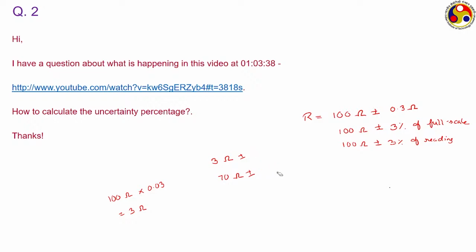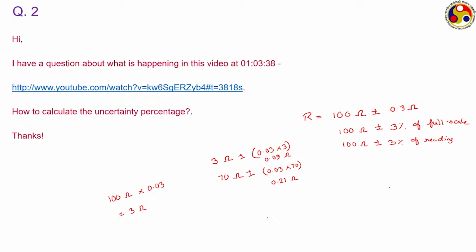Like when we are trying to measure 3 ohm, the maximum possible error will be 3% of that 3, that is 0.09 ohm. Whereas when you are measuring 70 ohm, the maximum possible error will be again 3% of that 70, that is 0.21 ohm. So the amount of error that can get introduced will depend upon the exact reading, and if only percentage is mentioned, that is the one that we always consider.